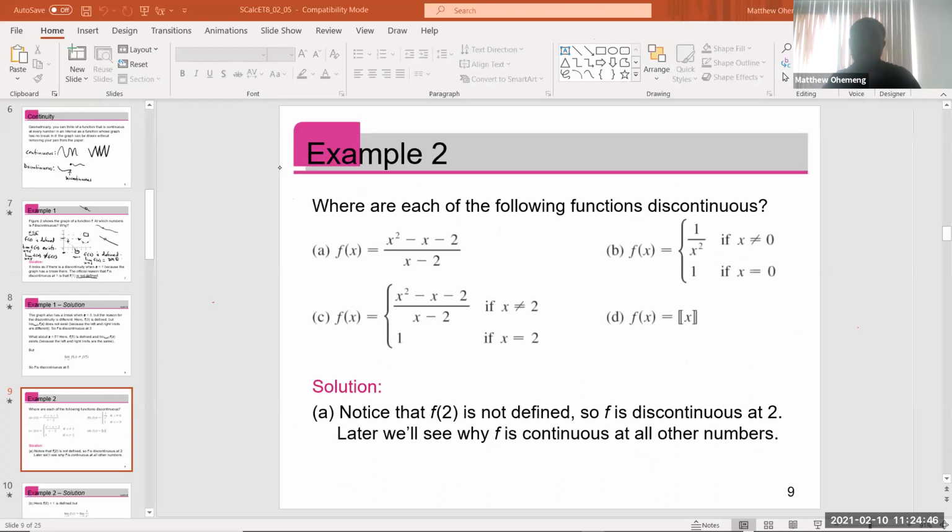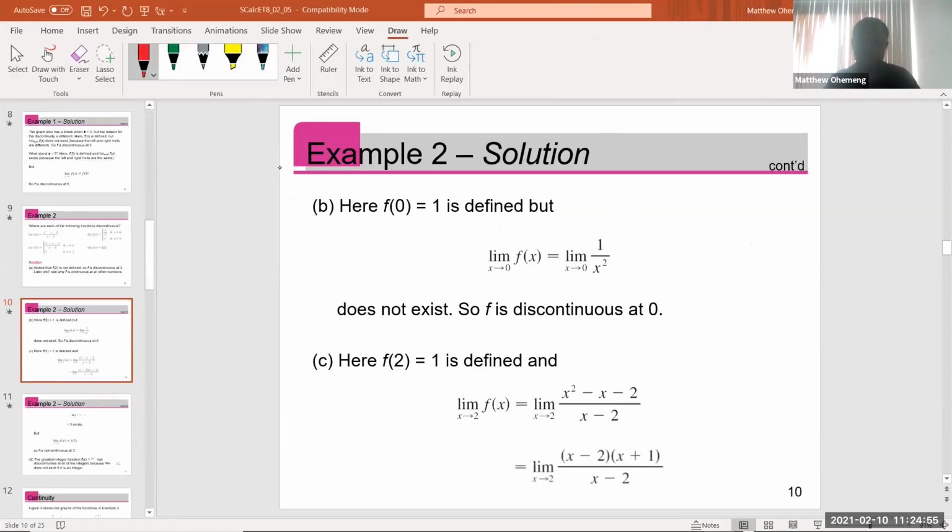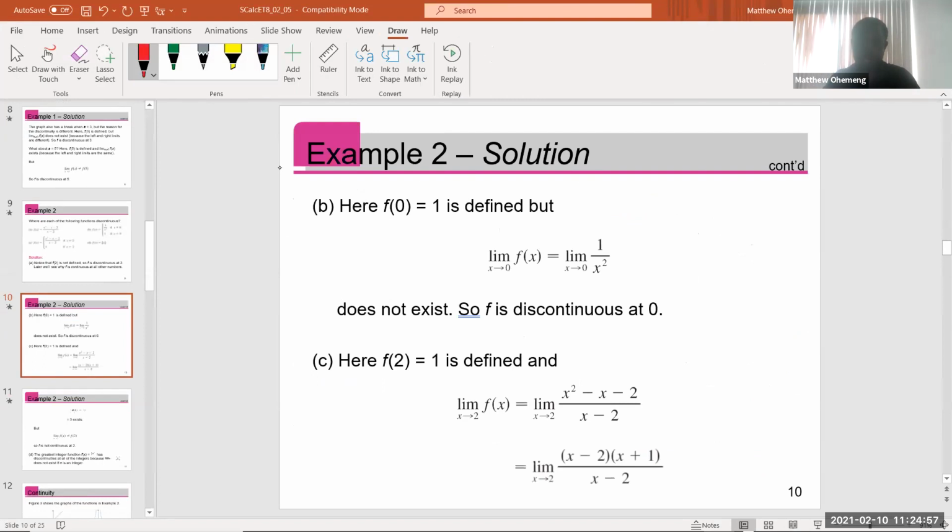Okay, so we are back on the PowerPoint. So for these 4 examples that we saw, the first one, you see the answers are here. Notice that f of 2 is not defined. So the function is discontinuous at 2, right? So that's for A. For the B, the limit does not exist, right? So the function is discontinuous at 0.